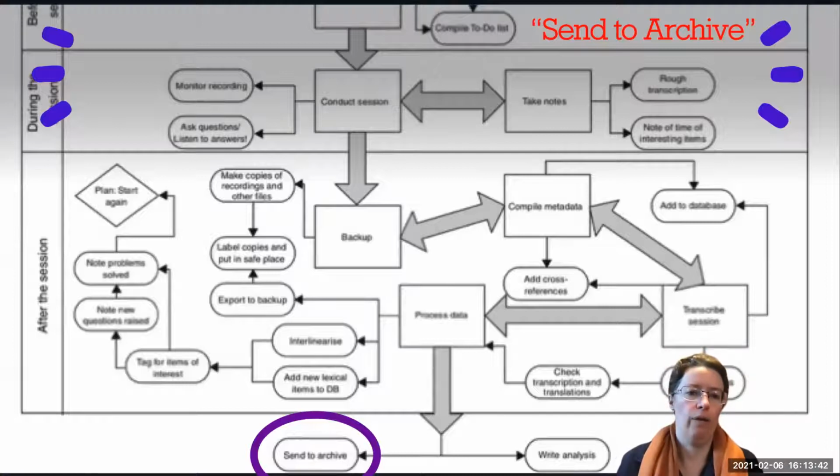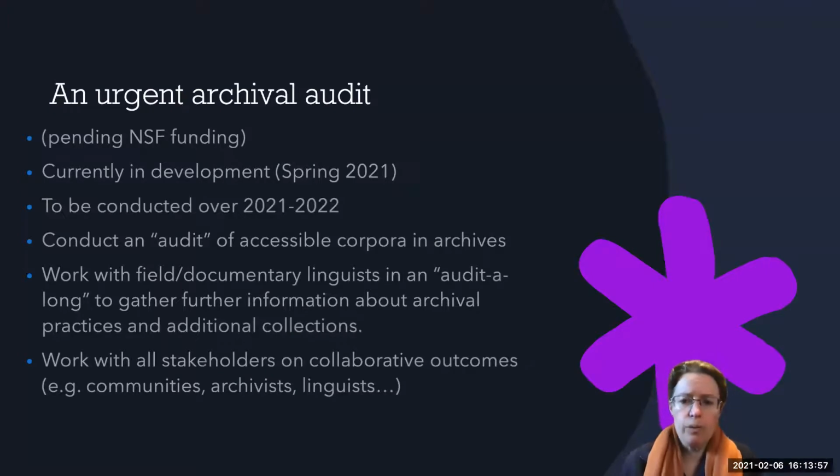And so if we think about data from archives as the input to language research rather than as the endpoint where things end up, what sorts of things happen? So a genuine data life cycle, not a life cycle with a particular endpoint. This was the basis of the survey, an archival audit that I'm going to be talking about for the rest of this talk, and that is still very much in the planning stages, and I'd very much like your feedback for it. This work is currently pending NSF funding.